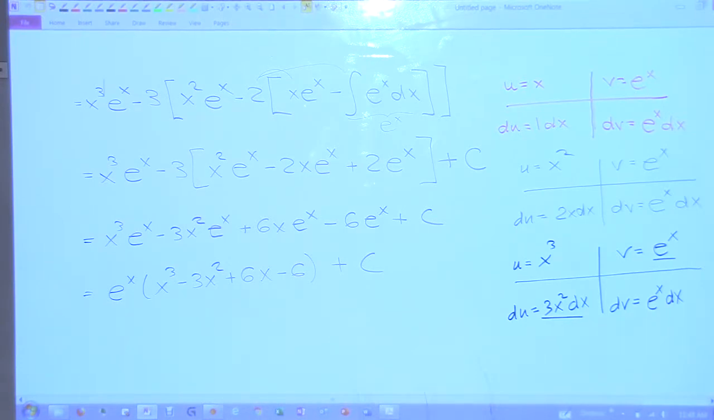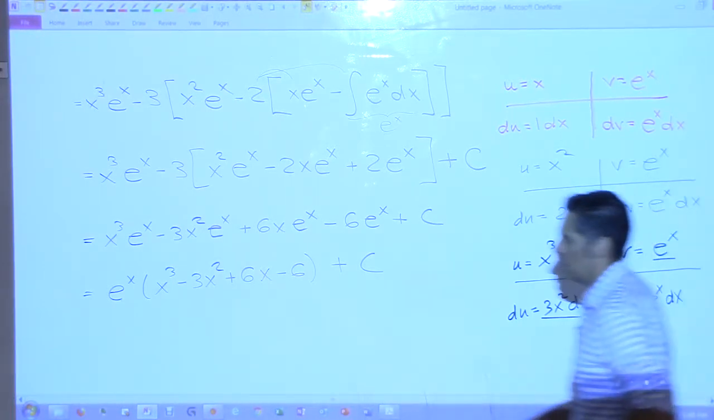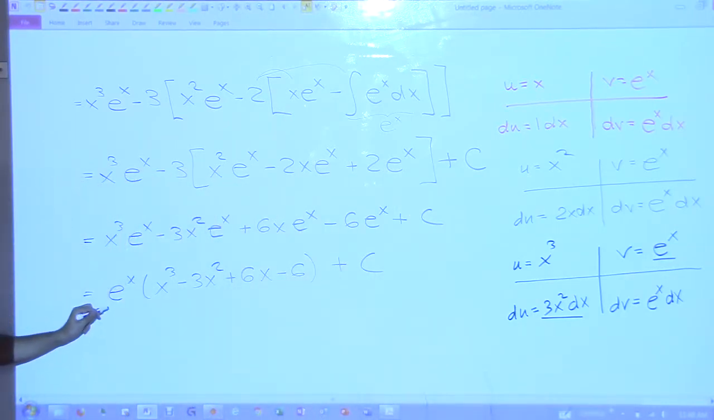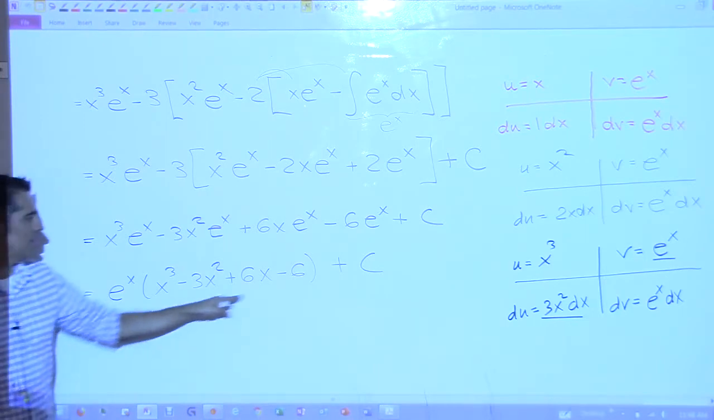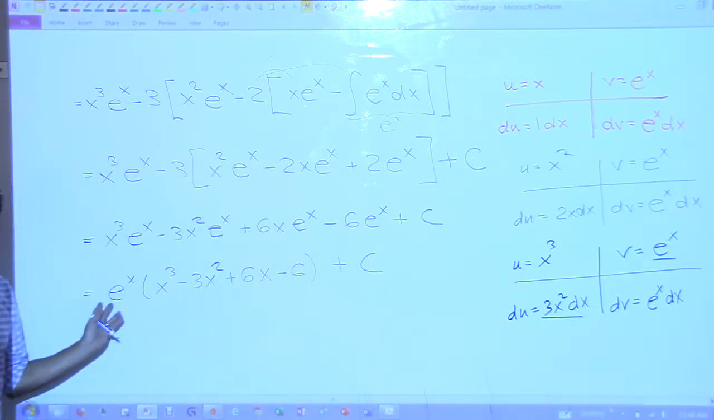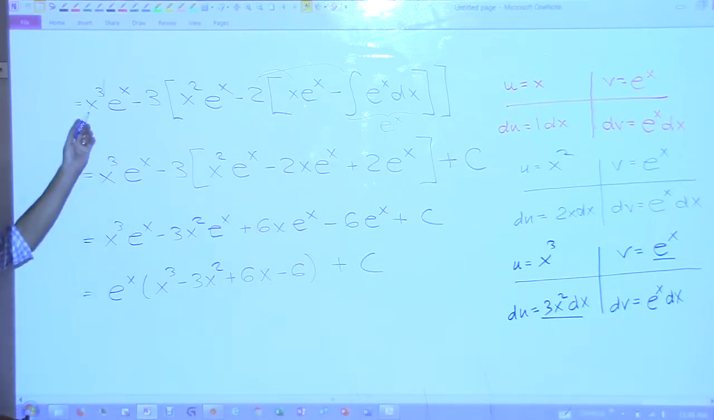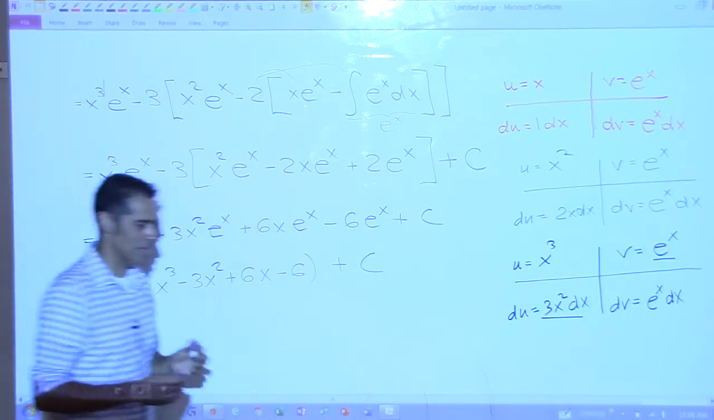So how could we check this answer? Take the derivative, right? It's not that bad. It's a product rule. You take the derivative of the first one, which is e to the x, times the second one, plus the derivative of this times that, and if you cleaned up, things would cancel, and eventually you would get back to the original x cubed e to the x.